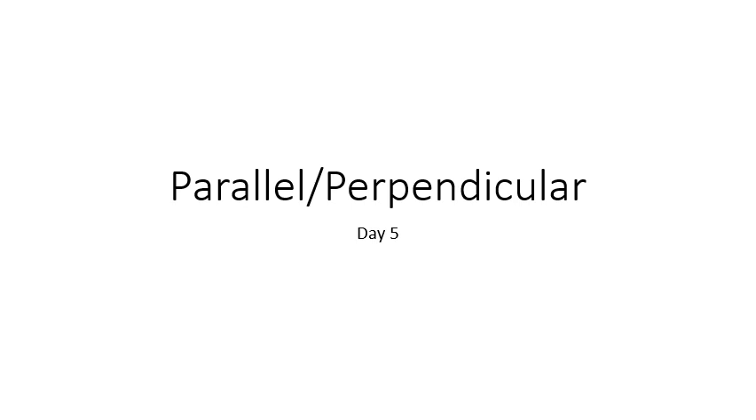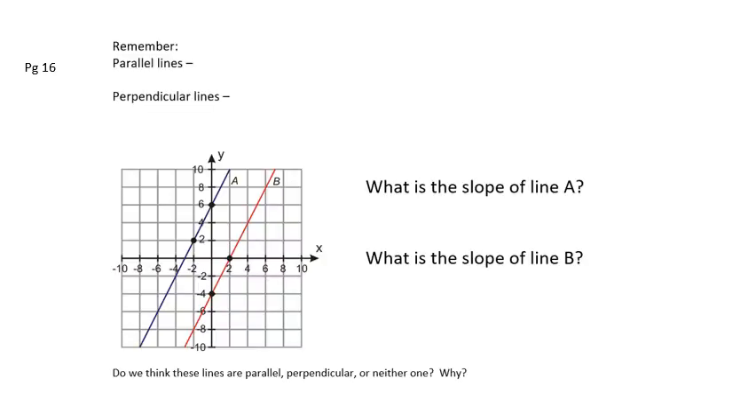All right, day 5. Today we're really going to get into why we have been reviewing slope. I know a lot of you are like, why are we doing this? We did this in Algebra 1. Let's remember what we can remember about parallel lines. Parallel lines never cross. Perpendicular lines do cross, and they form a 90-degree angle.